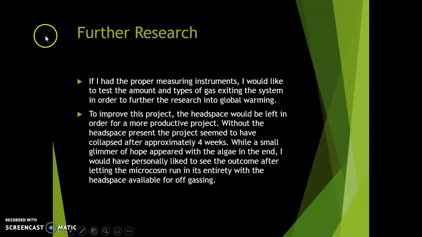Further research would include, if I had the proper measuring instruments, I would like to test the amount and types of gases that are exiting the system in order to further research into global warming.